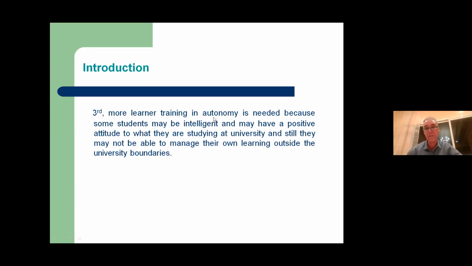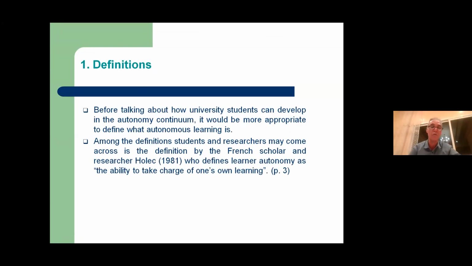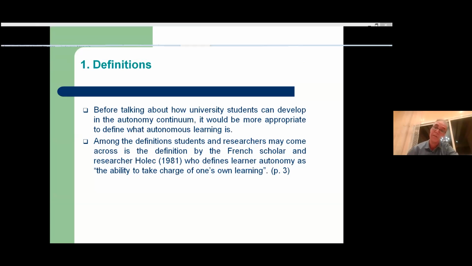I'm talking about more learner training being needed for this autonomy. Why? Because students may be intelligent, they may have certain skills, and they may have a very positive attitude toward being independent, but still they may not be able to manage the learning process on their own. I think there are some reasons behind that.